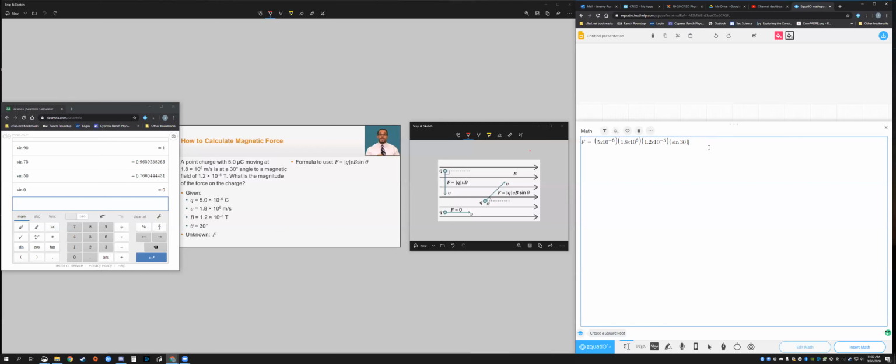Second, make sure it's in degree mode. This is 30 degrees, not 30 radians. So make sure it's in degree mode. They usually default to radians. So make sure it's in degree before you try to do this problem.